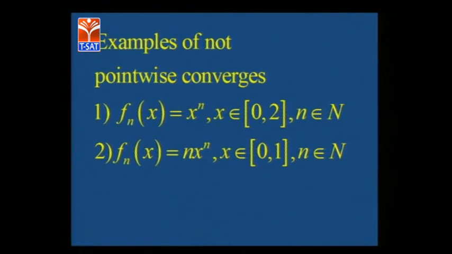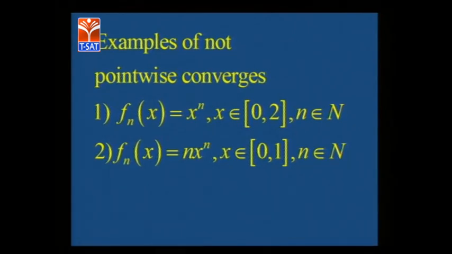Fn is a sequence of functions. At some points in the domain it converges and at some points it does not, then that is not pointwise convergence. If it converges at every point in the domain, then it is called pointwise convergence. If it does not converge at some points, then it is not pointwise convergent. For example, in the first example take x equal to 1.5: 1.5 power n also goes to infinity, and 1.8 in our domain also goes to infinity.